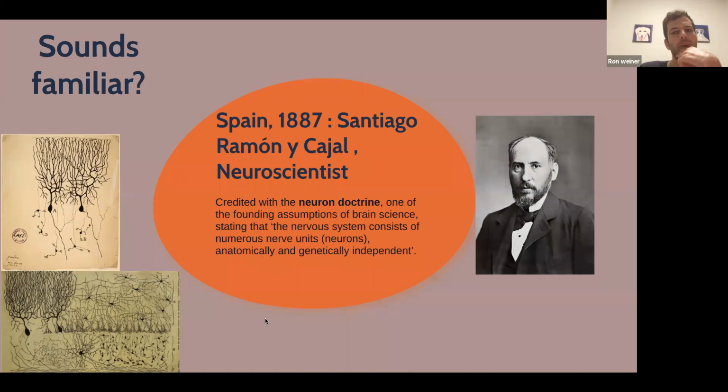And the main point of the neuron doctrine was that Cajal told everyone that the nervous system consists of numerous nerve units, which are anatomically and genetically independent. This is something that I think is supposed to be a bit familiar to you from what we saw a bit earlier.